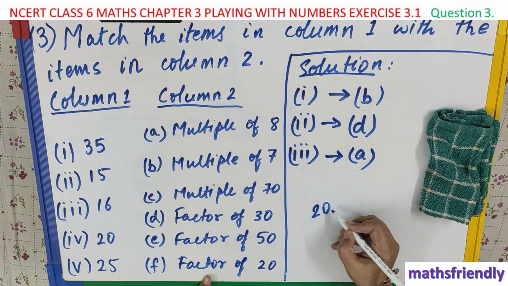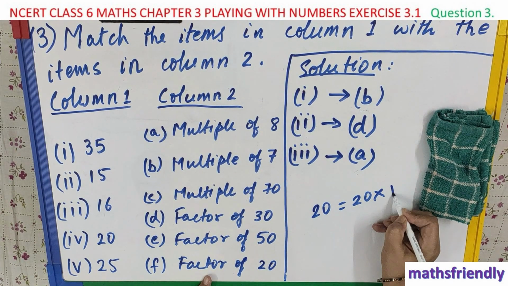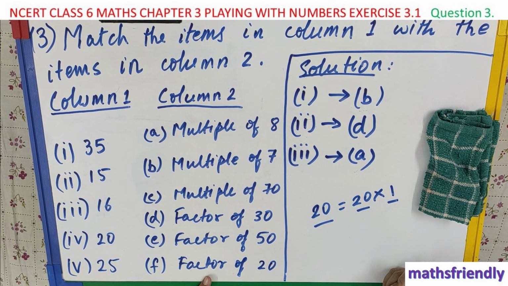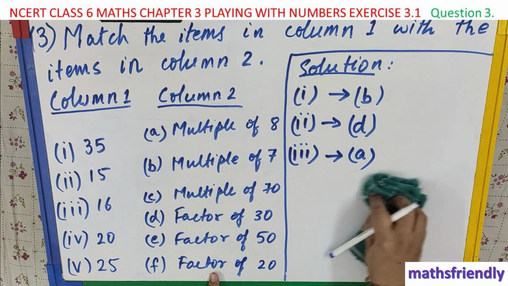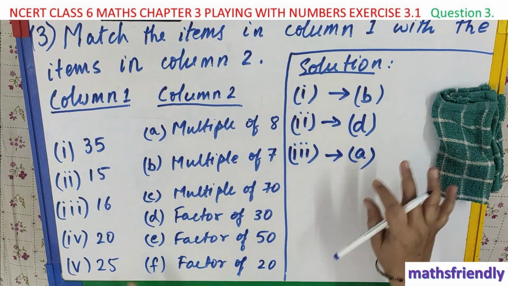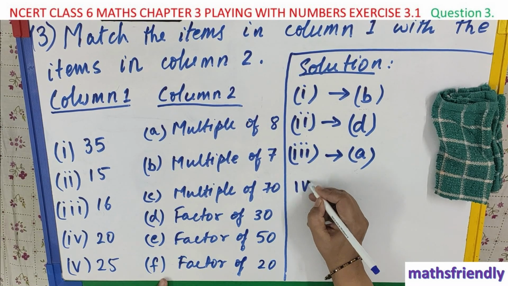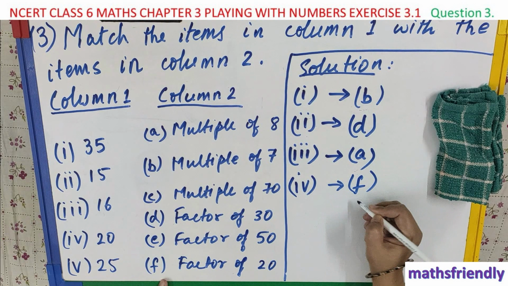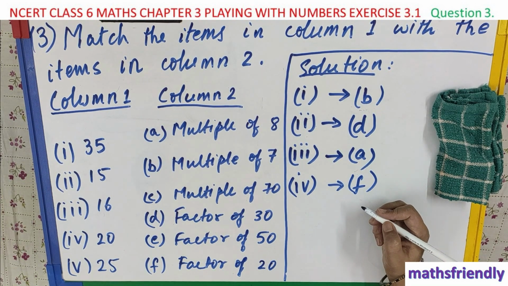See, 20 can be written as 20 into 1. It means 20 and 1 both are factors of 20, right? So 20 is a factor of 20. So 4 matches with F. We will write it, 4 matches with F. 20 is a factor of 20.